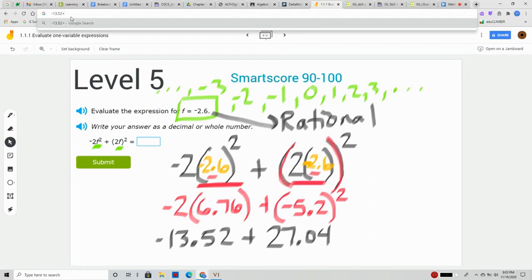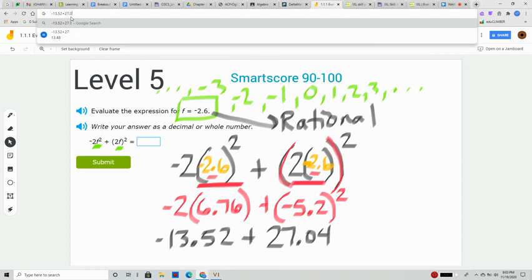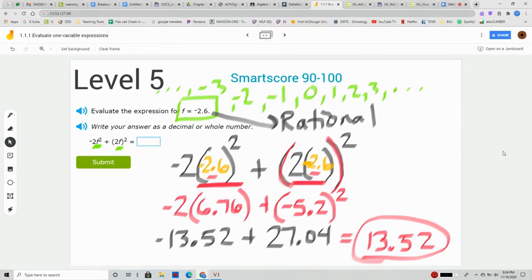Yeah, I'm fine if you want to use a calculator here, but it's good to just have a good idea. Oh, look at that. It's 13.52. Positive, though. So it's positive. Here, I'll write it this way. Positive 13.52 would be what you would submit. And that is evaluating expressions in one variable.